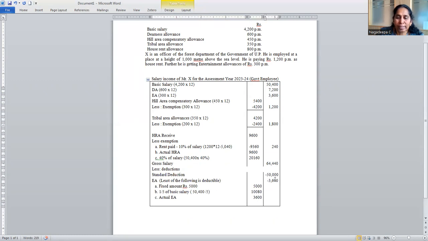So there are two deductions, standard deduction and EA deduction. Now those two items we can deduct and the remaining will be considered as taxable salary. So 64,440 minus 50,000 minus 3,600, remaining is 10,840, which is the taxable amount of salary of Mr. X.